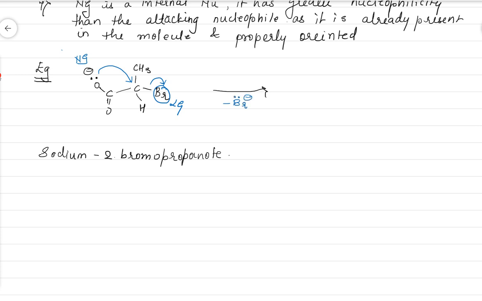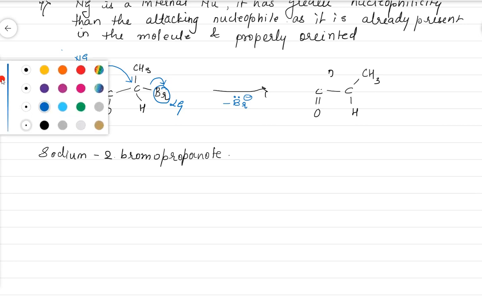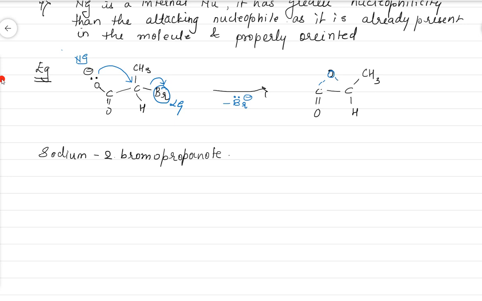Now what happens? A cyclic intermediate forms. So let's write the cyclic intermediate. This is C double bond O. This is your C, this is H, this is CH3, and this is O. Let's write it with a dotted line. So this is your cyclic intermediate. What would be the charge on oxygen? Positive, because the electron pair is already utilized.